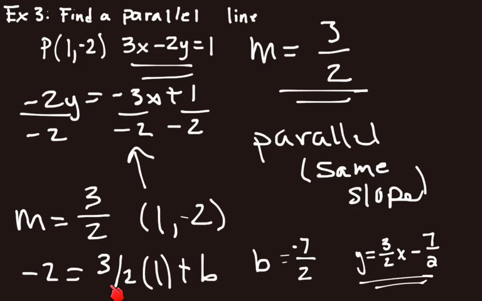B? Okay, come here. What we did here, what I didn't have enough room to write, was negative 2 minus 3/2, or negative 2 minus 1.5, to give you negative 3.5.